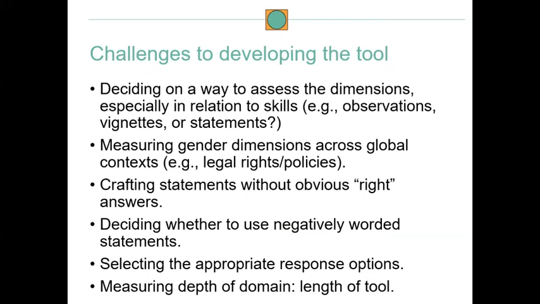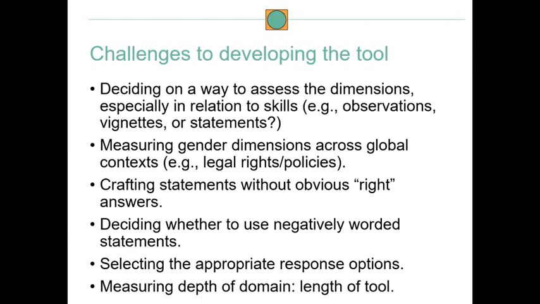So as many of you probably have looked to develop instruments or tools to measure different things, we faced some common challenges conceptually as we had to make decisions about how to construct the tool, that many of you probably have also experienced if you've tried to create measures yourselves. And the first was deciding on how to assess dimensions, especially in relation to skills. Because to have the requisite competencies, you would need to have the knowledge, attitudes, and skills in certain areas that, of course, we want to see lead to behaviors when providers are working with clients.